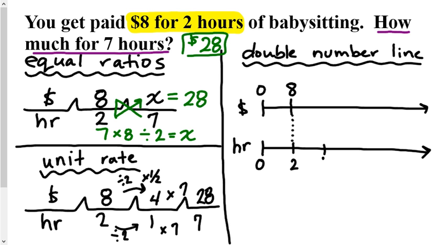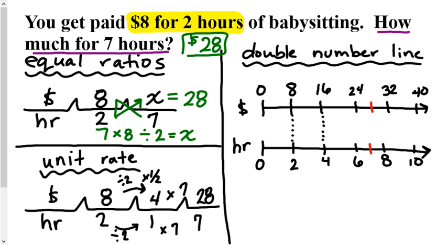So 2, 4, 6, 8, 10. And then when I count by 8s lined up directly across from them, I'm going to get 0, 8, 16, 24, 32, 40. Now, I want to know how much I get paid for 7 hours. Well, 7 hours isn't actually on here, but 7 hours would be between 6 and 8. So I need to know what comes between 24 and 32.